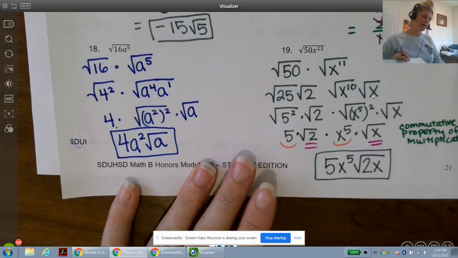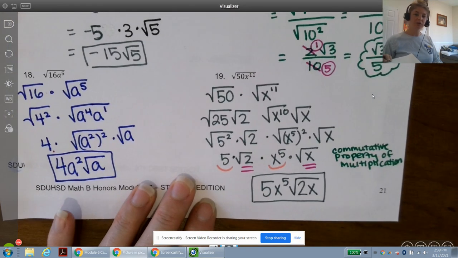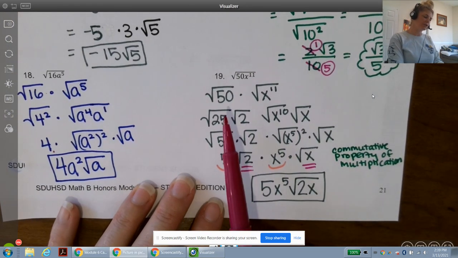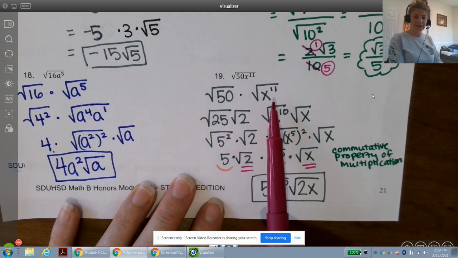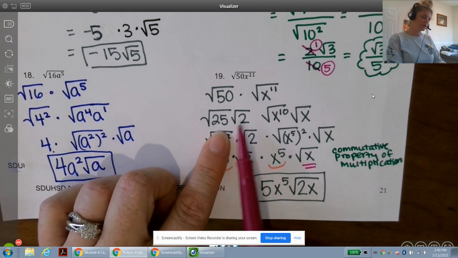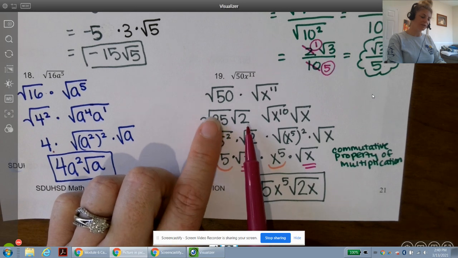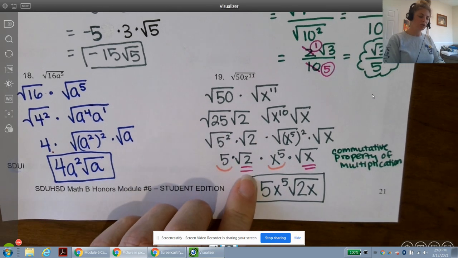And the last problem that you had to do, square root of 50 x to the 11th, I broke up into square root of 50 times square root of x to the 11th. Square root of 50 is square root of 25 times square root of 2. 25 is our perfect square, so that becomes 5. 2 stays on the inside.